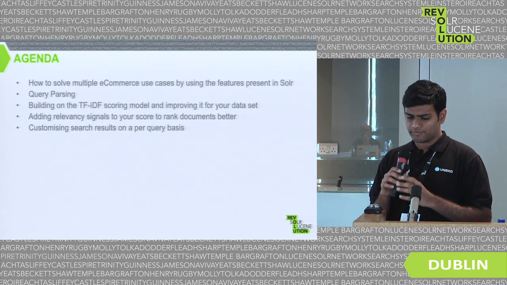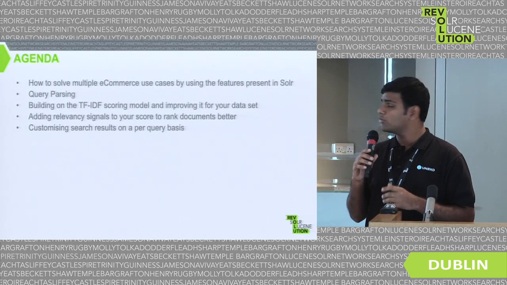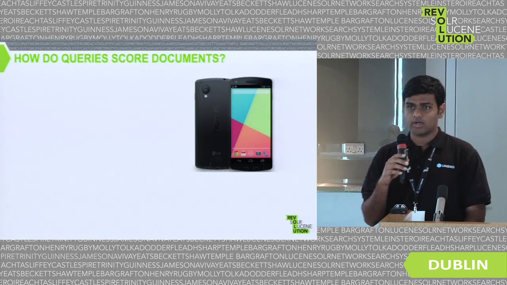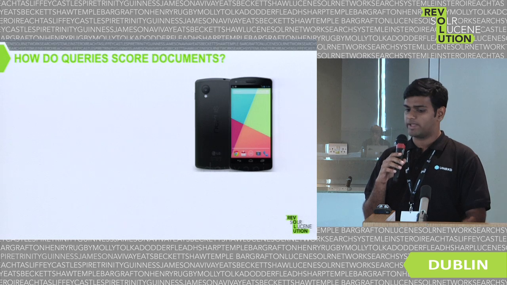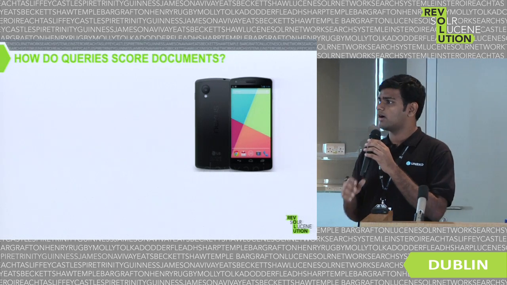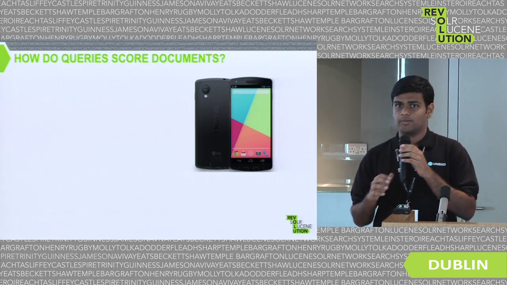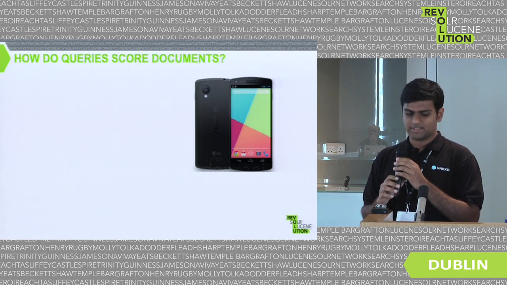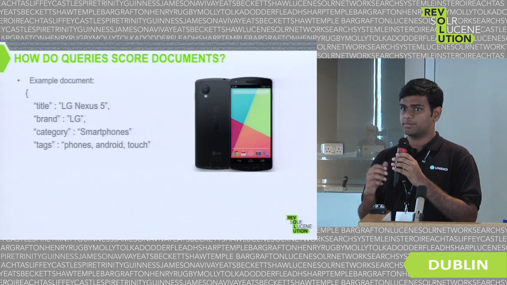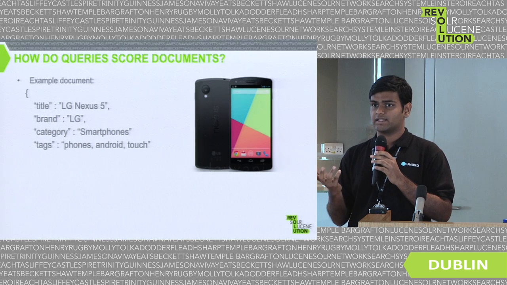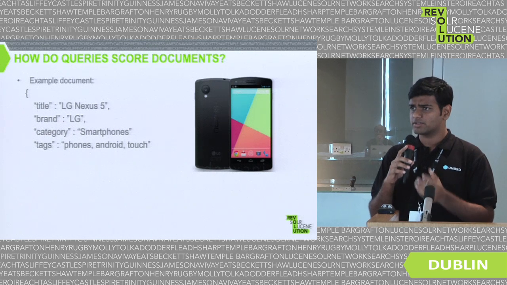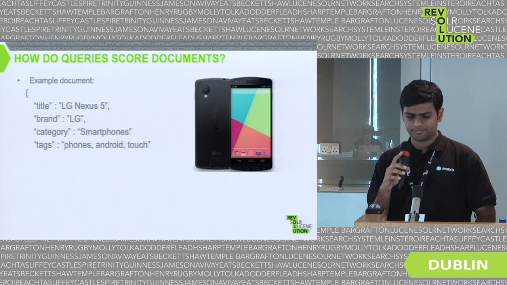So let's go on to the first slide, where it's basically how do queries get, how do we score documents, right? To understand that, I'm going to be talking a little bit about query parsing. Suppose we have a document, a simple phone product, which is basically the new Nexus 5. It says LG Nexus 5, brand being LG, category it comes under smartphones, and you could have various tags like phones, touch phones, smartphones, Android phones, stuff like that. So typically this could be one product in an e-commerce website.